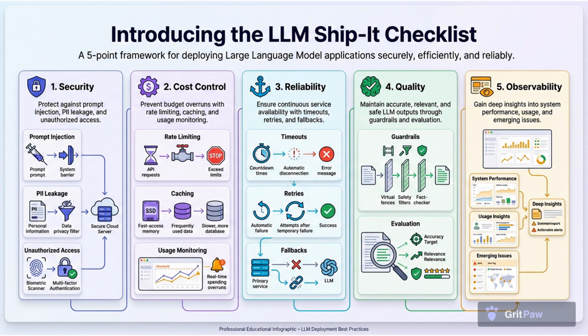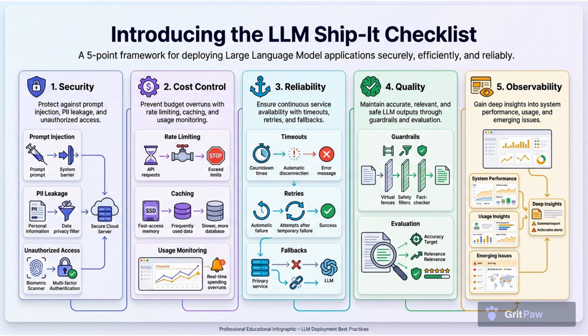To combat the unique challenges we've outlined, we introduce the LLM Ship It checklist. This isn't just a list of tasks, it's a comprehensive framework designed to prevent the most common and catastrophic failures of production LLM systems. Think of it as your final guardian before releasing your AI into the wild.